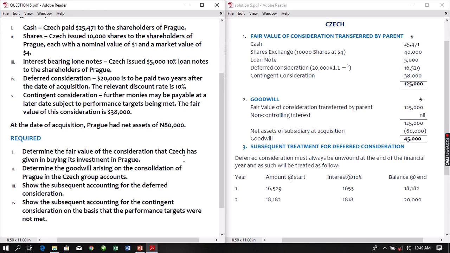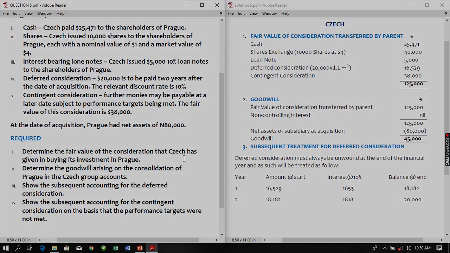Same thing too. What about if the performance is met in the future? It is easy. It means that we have to furnish that consideration, and if we want to pay it in the future, we may decide to pay it through cash or through bank. So if we are giving them a check, what do we do? Money will be going out. You credit your bank account and you debit your contingent consideration, still bringing your contingent consideration to 0. That is very easy. So let us look at a more comprehensive question in our next example.